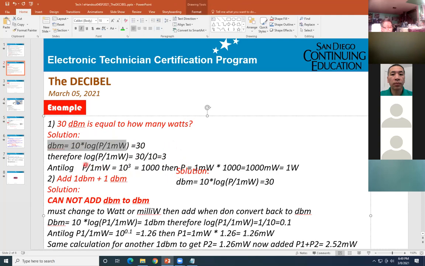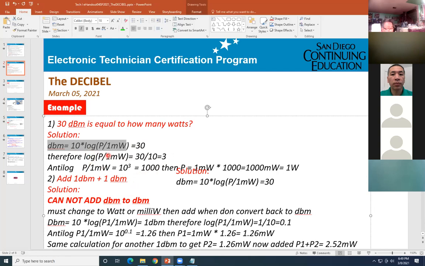Now, after that, I want only log, not 10. Log of P over 1 milliwatt will be equal to 30 divided by 10. You get 3. Now you have to remove the log. I take the log out.